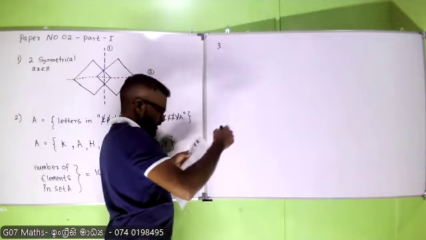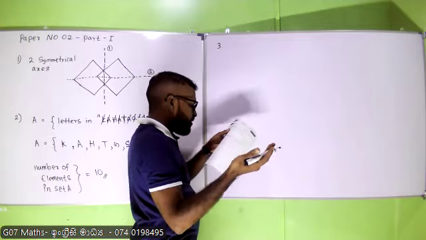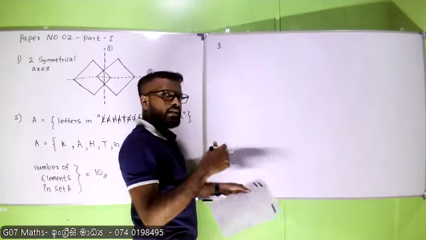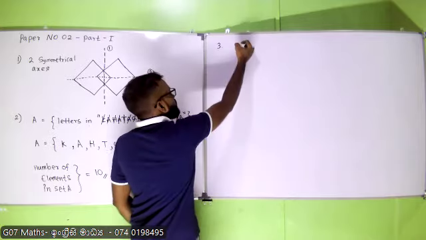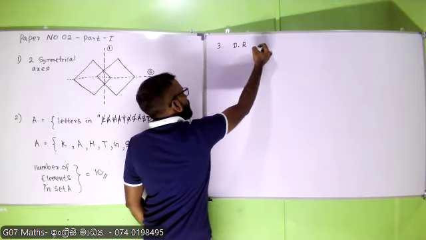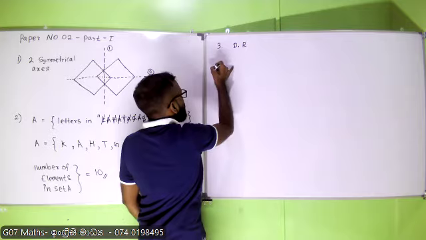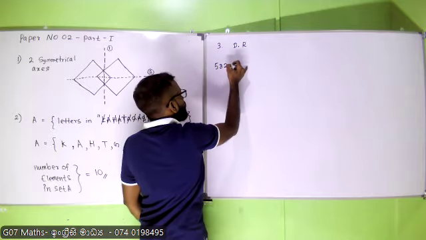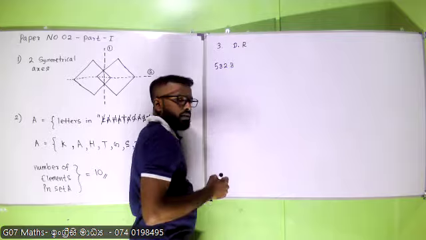So digital root of 5828. Okay. So how are we going to find the digital root of this number 5828? Can anyone tell me?